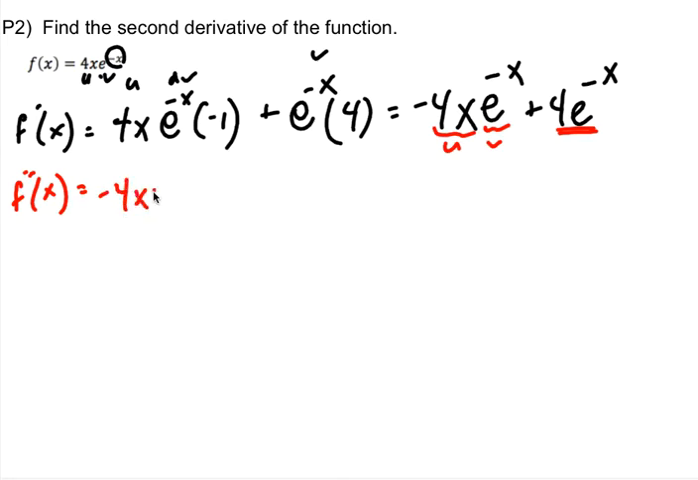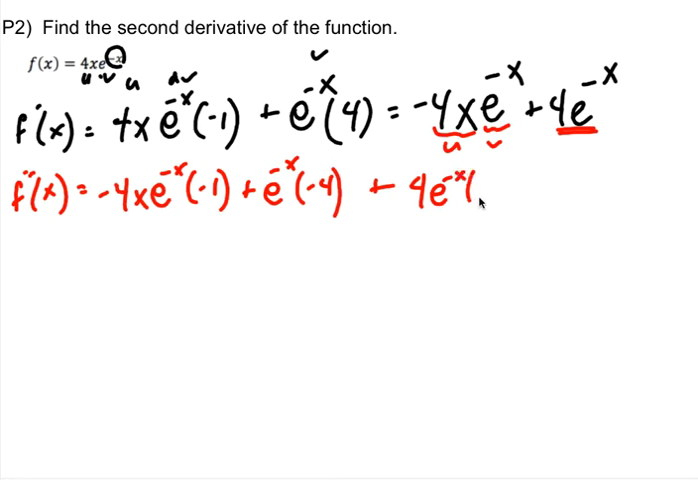U dv is going to be a chain, right? Derivative of e to the negative x is e to the negative x times that negative 1, plus v du, right? And then I'm going to differentiate this thing that comes after the product, which is just going to be a 4 e to the negative x times a negative 1 because of the chain, right? With that negative 1 is the derivative of the negative x.